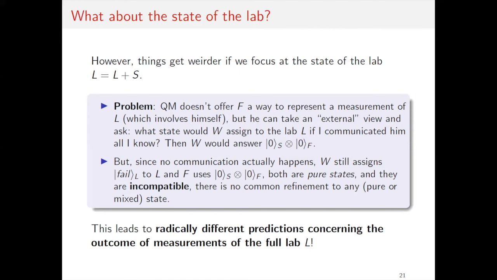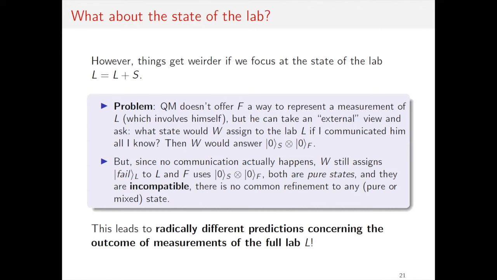Now, what is the state of the lab that Wigner assigns? Well, Wigner assigns this big superposition state, Phi-fail, to the lab L, because actually no communication has happened. There's no communication that took place. The friend was just reasoning counterfactually about what state Wigner would assign. So no communication happened. So Wigner assigns to the lab the state Phi-fail.